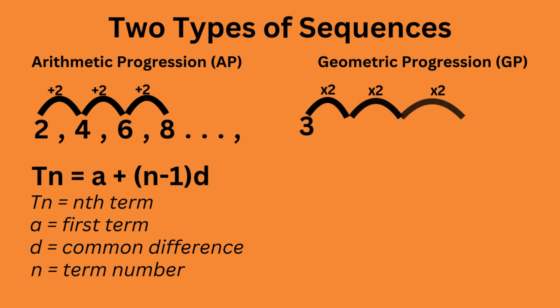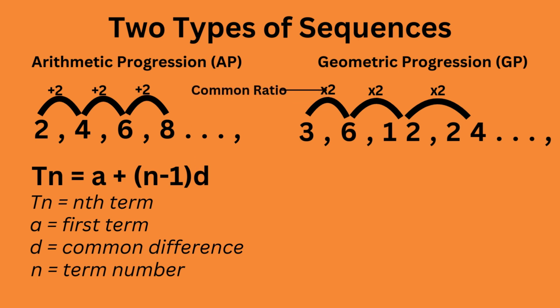the term number. On the other hand, a geometric sequence involves multiplying. If we start with 3 and multiply by 2 for each subsequent term, we get 3, 6, 12, 24, and so on. Here, the number we multiply by is called the common ratio, which is 2 in this case.